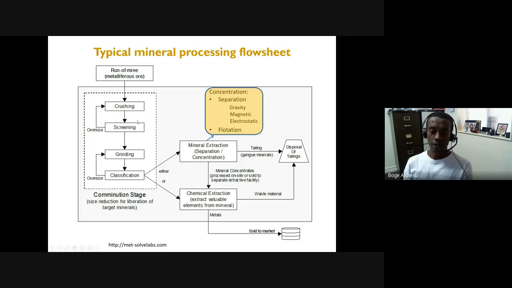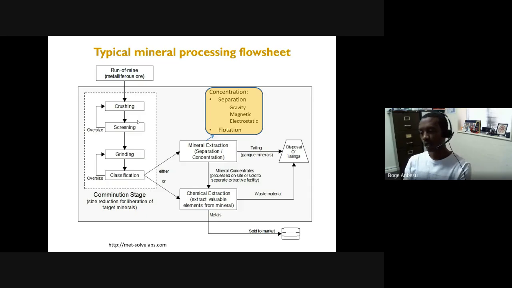So crush and grind. Between the crushing and grinding, usually we put a screen as well to recycle back the oversize. And once you do grinding, we also do classifiers to recycle back the oversizes. Okay, so they're all operated in closed circuit. And this was the main focus of this particular course.